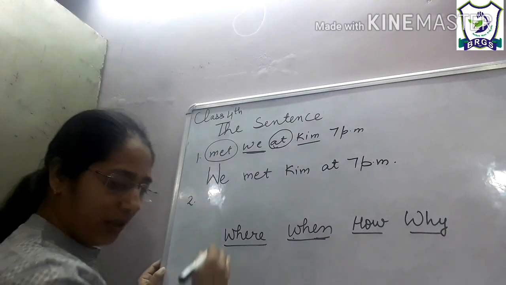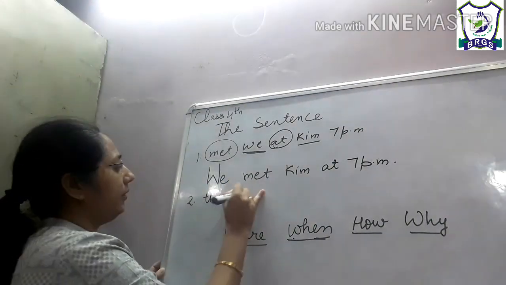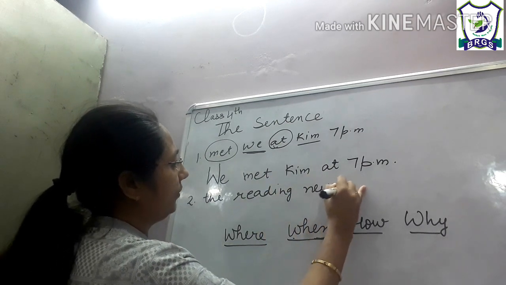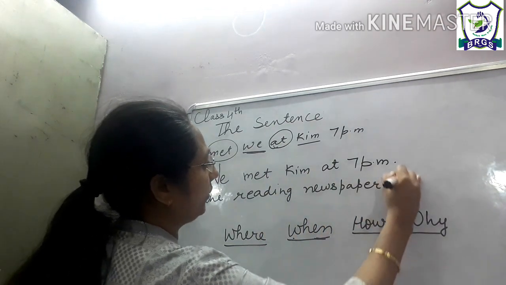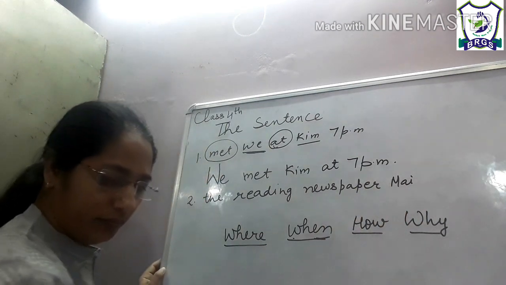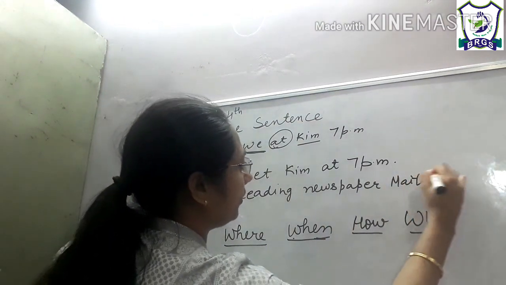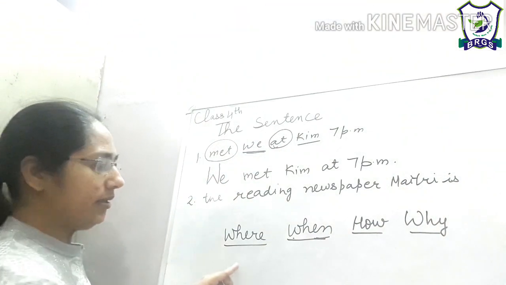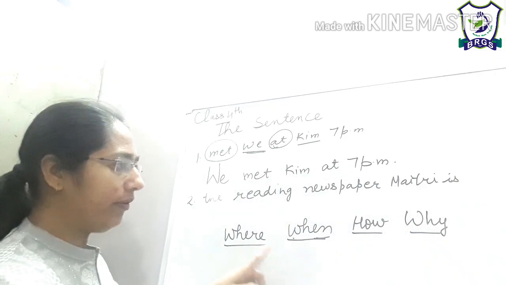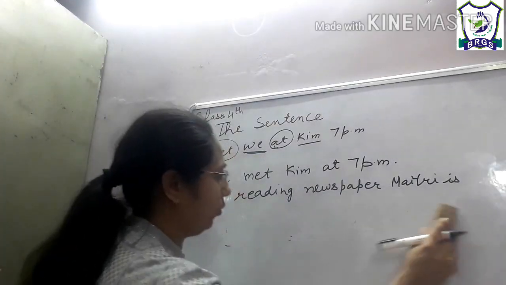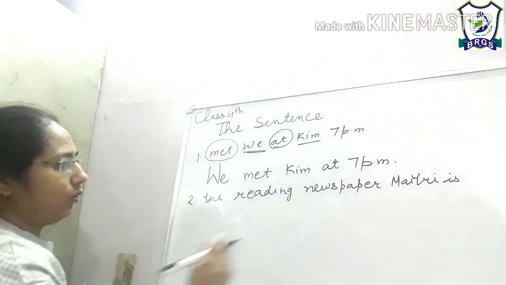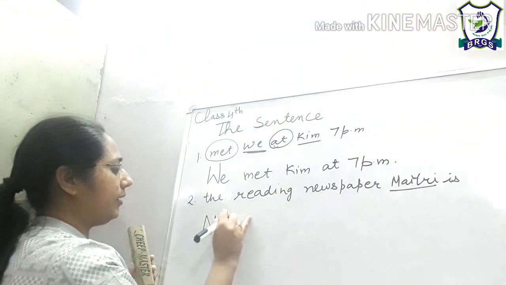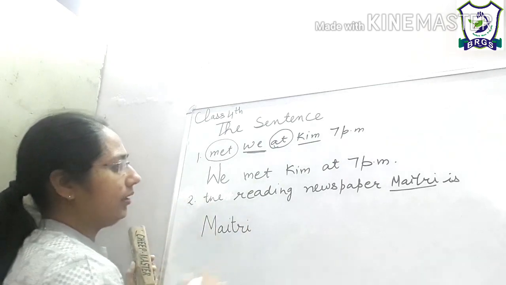Next is: the reading newspaper math 3 is, right? So shall I rub this? Learn where, when, how and why. Okay. Now because this is a name, it will start with a capital letter, Math 3.